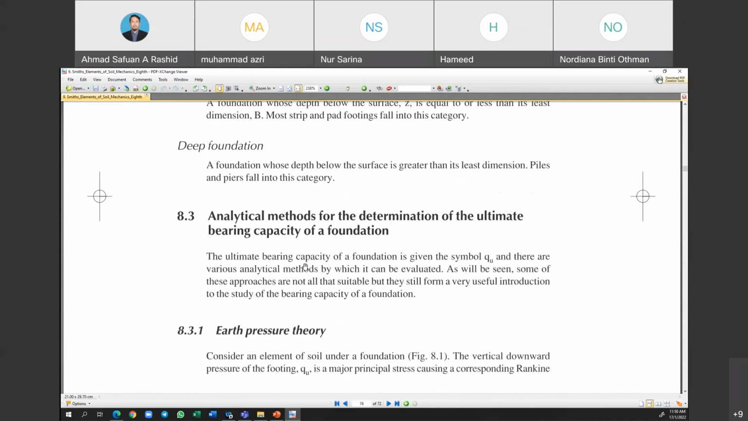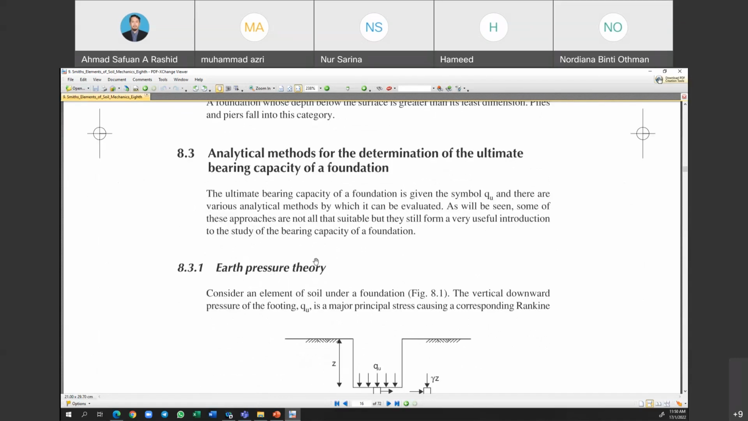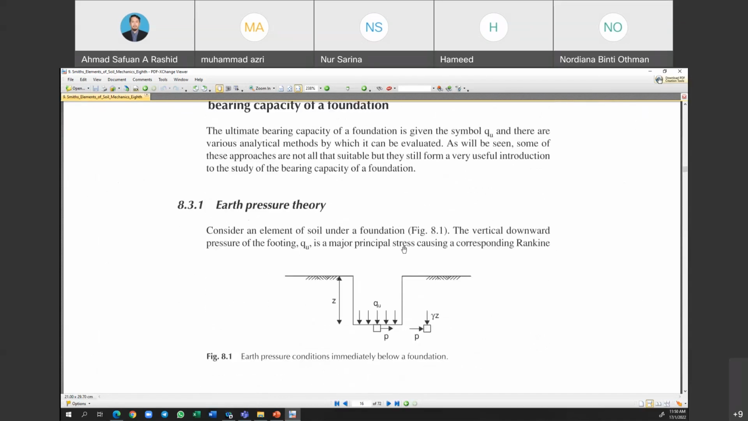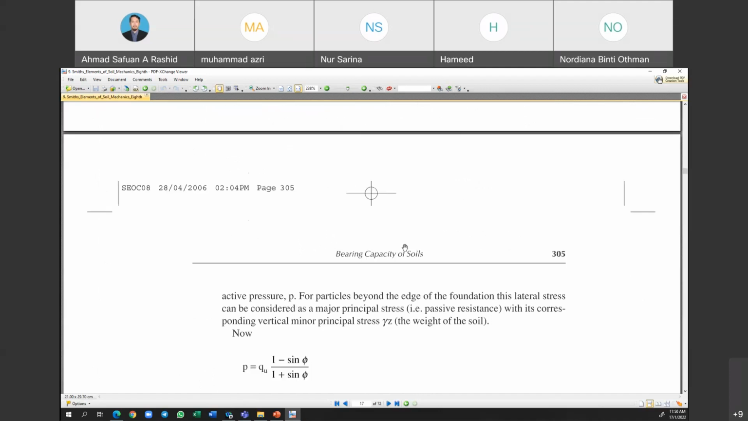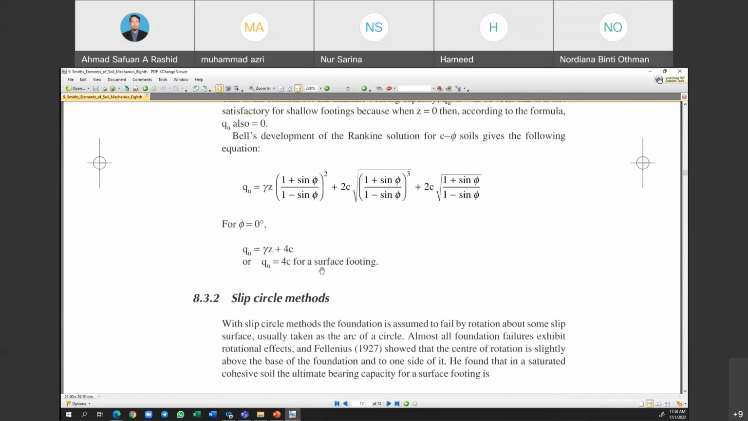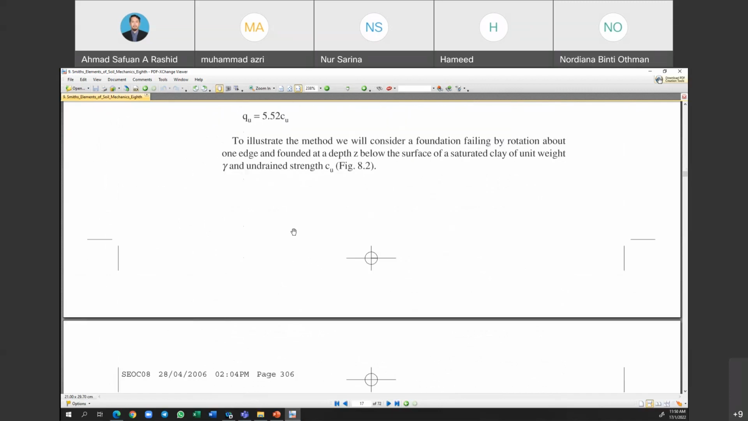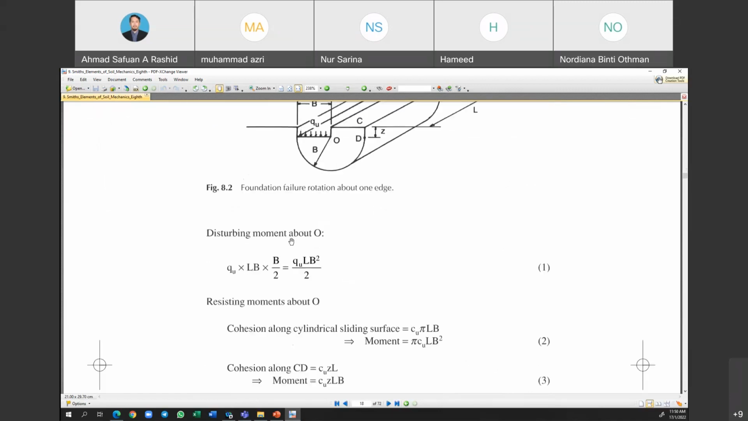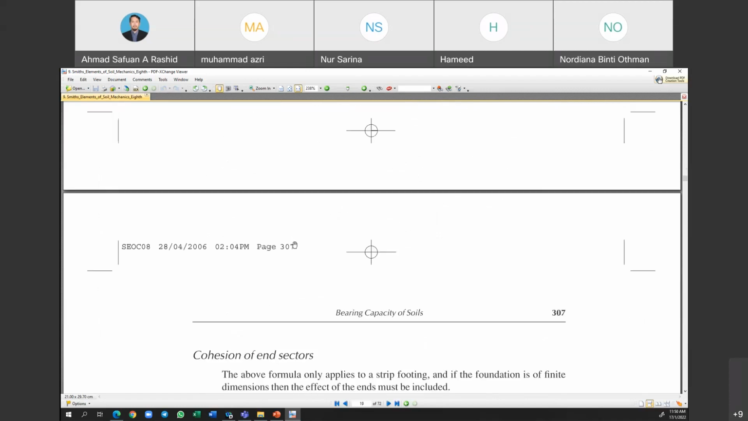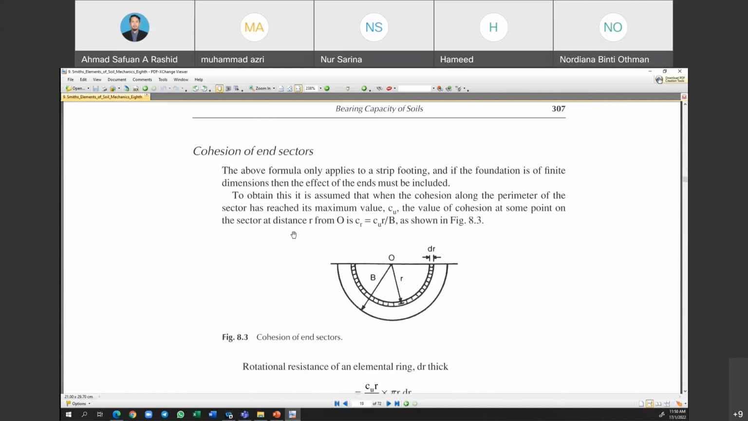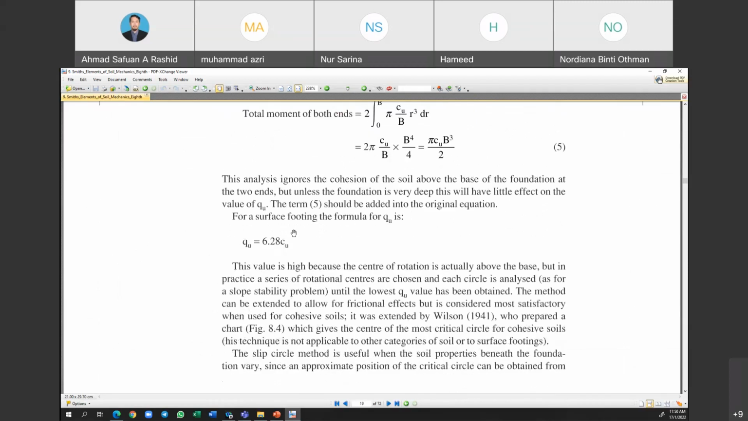Shallow, deep. So this is the evolution of the ultimate bearing capacity for the shallow foundation based on theory. First they discuss the earth pressure concept, then slip circle methods have also been discussed. Combined slip circle and sector is another type.